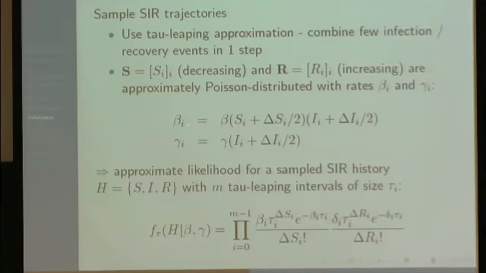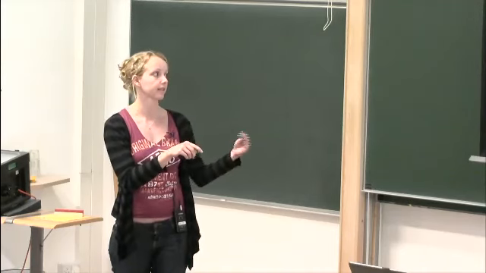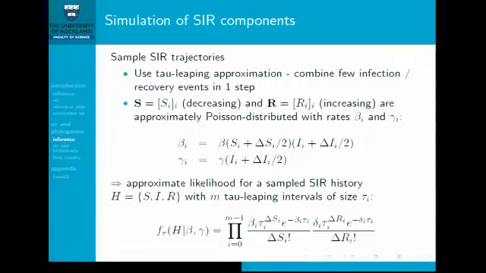So eventually you get an approximated Poisson likelihood that consists of the changes in S, which is the number of S's decreasing throughout the whole epidemic, and the changes in R, which is always increasing throughout the epidemic.